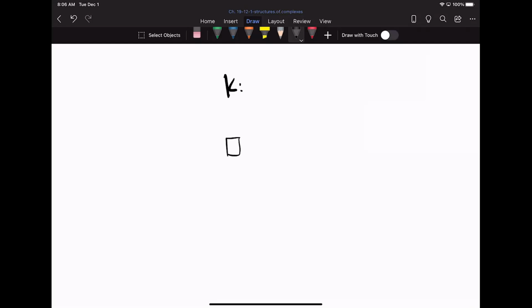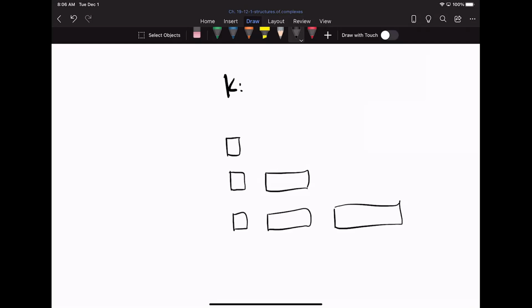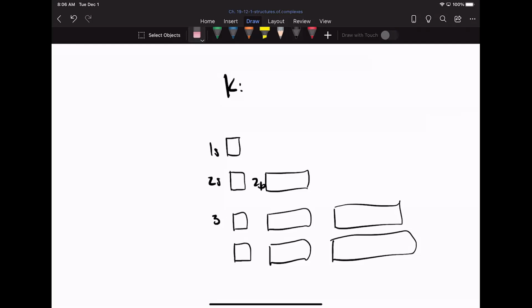So here we have 1s, 2s, 2p, 3s, 3p, 4s, 4p, 4d. And this isn't according to energy level. I don't have any energy levels up right now. We're just talking about filling up these orbitals. So potassium has 19 electrons.